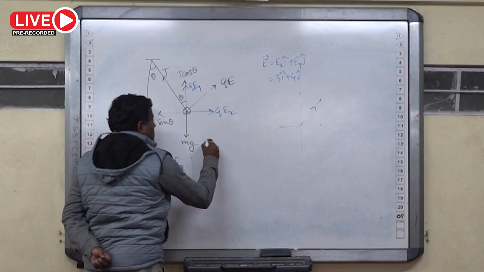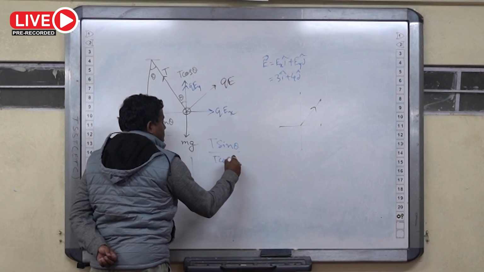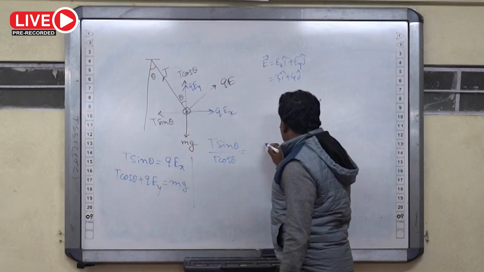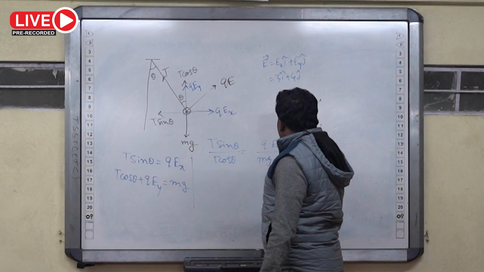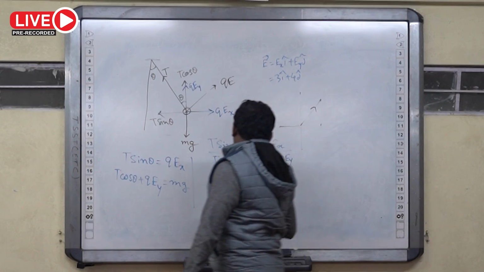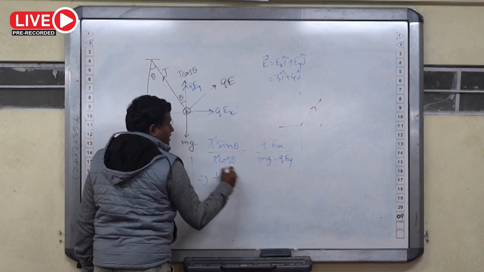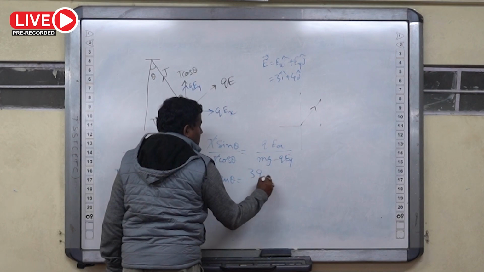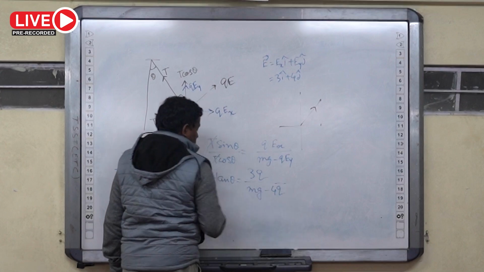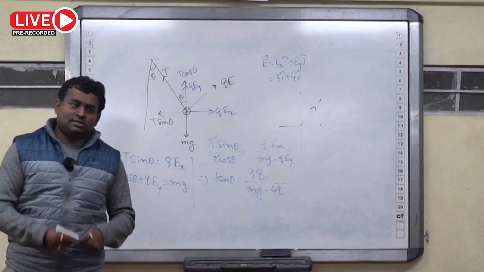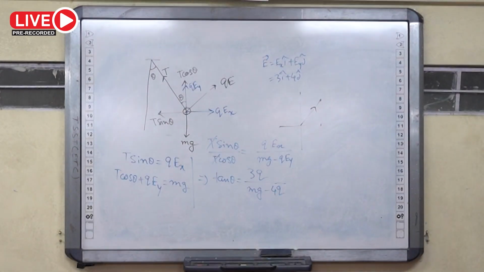Then you can write T sin theta by T cos theta, that is equal to QEx by mg minus QEy. So we get tan theta equal to, Ex means 3, so it is 3Q divided by mg minus 4Q. Now theta equal to tan inverse of this expression. Okay.